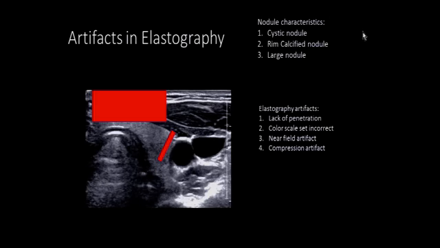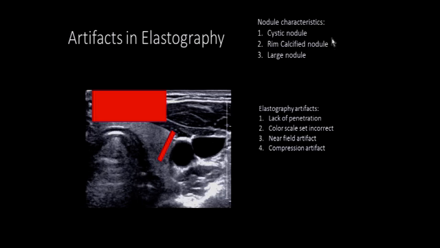Some of the artifacts are related to the nodule characteristics itself and some to the elastography technique. In terms of elastography technique, when you have deeper lesions, you can have lack of penetration and absence of information. If you set the color scale incorrectly, you can always have a near field artifact in the closest region, and then in the same area you'll have a compression artifact as well.